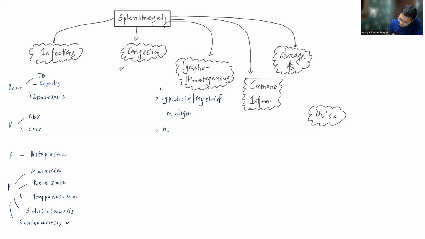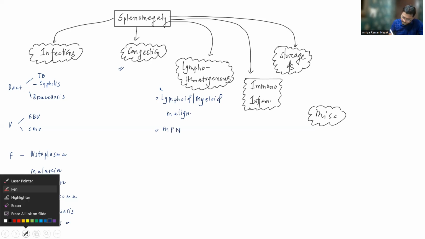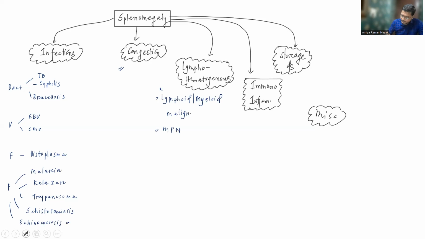Then we have myeloproliferative neoplasms. Under myeloproliferative neoplasms, chronic myeloid leukemia and primary myelofibrosis are known to cause massive splenomegaly. Okay, massive significant splenomegaly. But any myeloproliferative neoplasm can also cause splenomegaly.